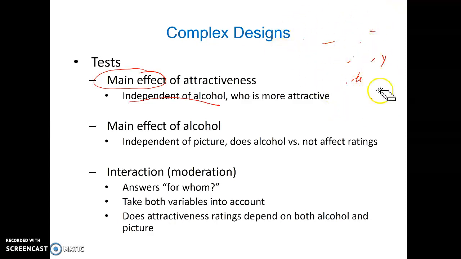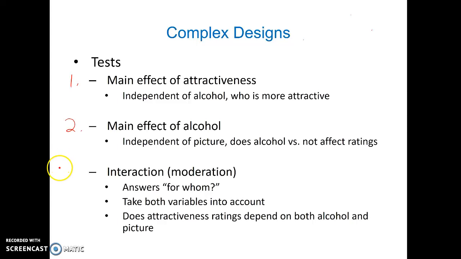And so whenever you have a complex design with multiple independent variables here, what we can do is we can test, number one, the main effect of attractiveness. Two, the main effect of alcohol. The main effect of alcohol would tell us, independent of what picture you saw, does alcohol affect the ratings that you give? So no matter what picture. So let's be specific on the main effects here. The main effect is basically saying, let's just focus on one independent variable at once and ignore all the others. Now, the interaction, that's when you deal with both independent variables at the same time.